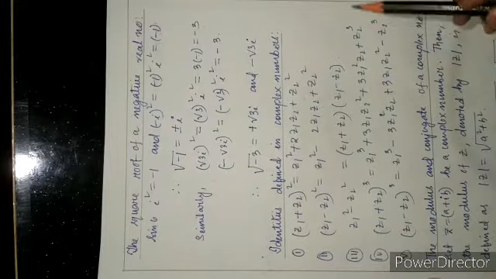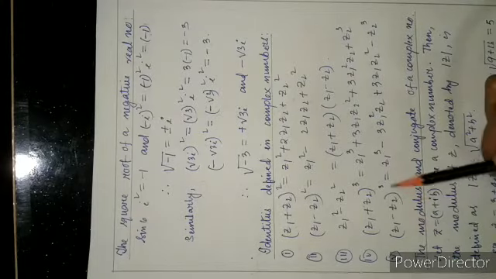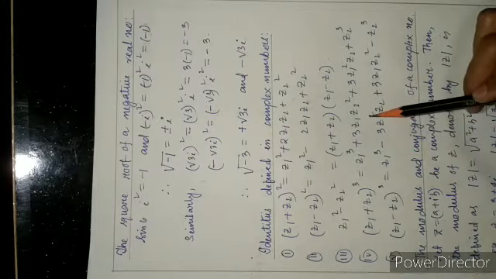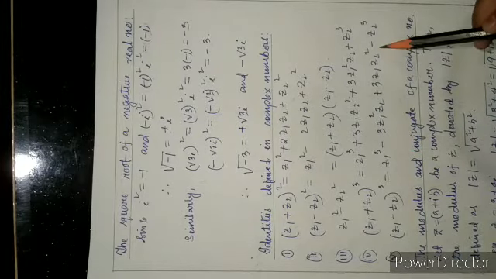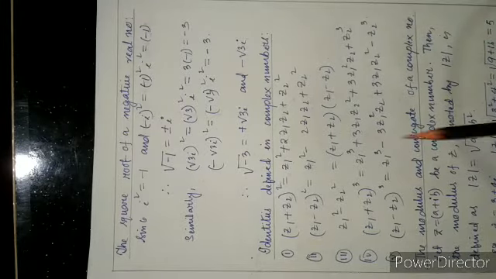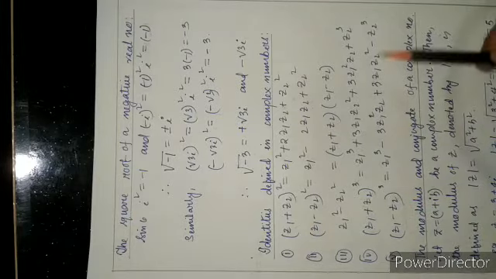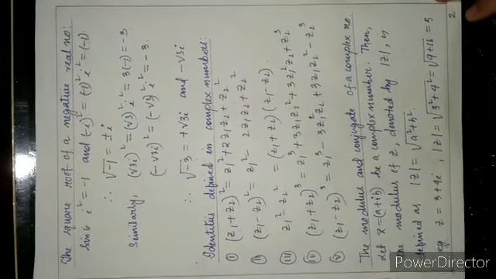Expand in case of negative expression: (z1 - z2) whole cube is equal to z1 whole cube minus 3 times z1 square z2 plus 3 times z1 and z2 whole square, minus z2 cube. These are the complex number identities defined.